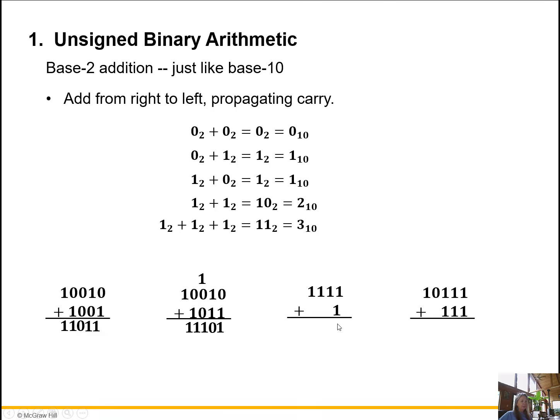Watch this one, please. It's really fun. 1 and 1, that's a 0, carry the 1. 1 and 1, that's a 0, carry the 1. 1 and 1, that is a 0, carry the 1. And then 1 and 1. So this would end up being, let's see, there's the 1's place, that's the 2's, that's the 4, that's the 8, that's the 16. So this would actually represent 32 in base 10. Well, that's fun.